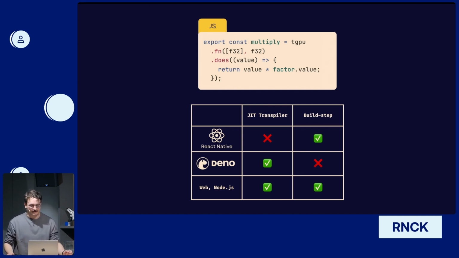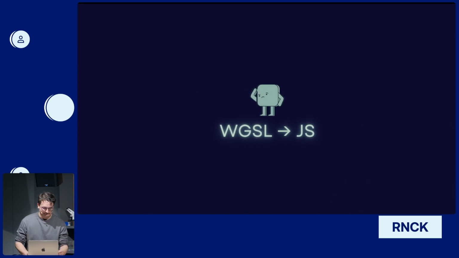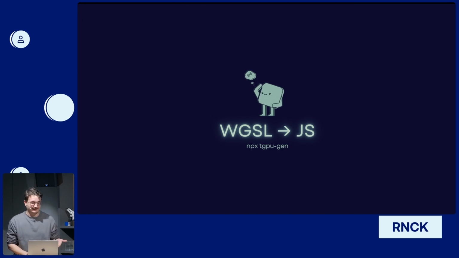It works too. And in Web and Node, you can just pick and choose. If you're in a code sandbox, maybe it's easier to use the JIT transpiler instead of hooking up a Vite plugin. Yeah, so we have that flexibility. So now that we generate WGSL from JS, we generate the GPU code, can we go backwards? Can we generate the JS from the WGSL? Yeah, I guess so, if we have a one-to-one representation.